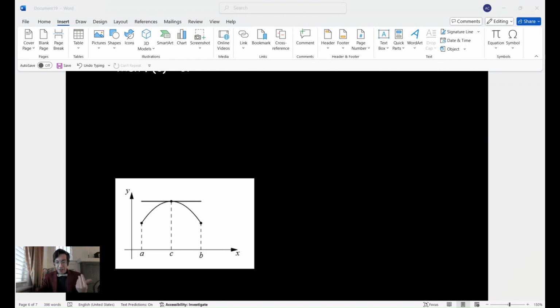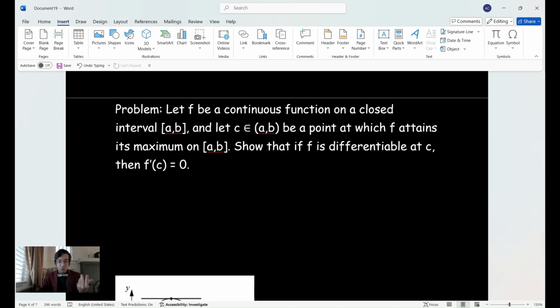The problem that we should think about is this problem. I want you to read it. Let f be a continuous function on a closed interval AB, and let C be an element of AB, a point at which f attains its maximum on that closed interval. Show that if f is differentiable at C, then f prime of C is equal to 0. When we conjecture this, I want you to pause the video, think about it, and do it on paper. We're going to prove this.